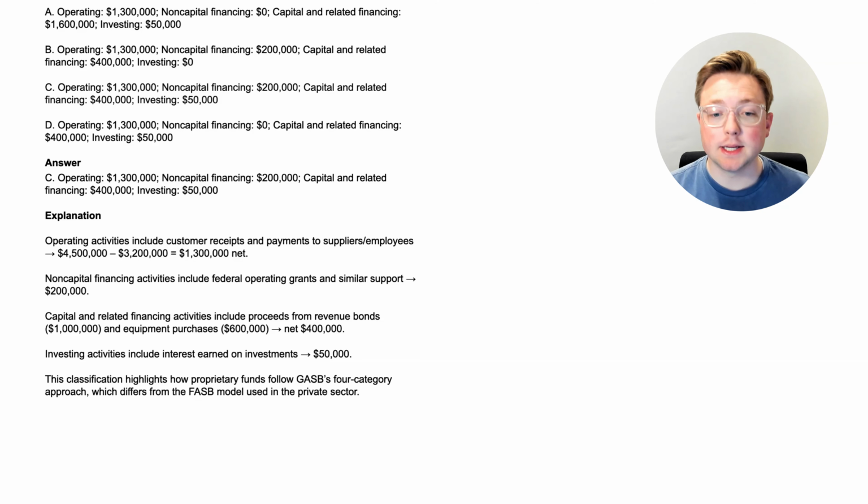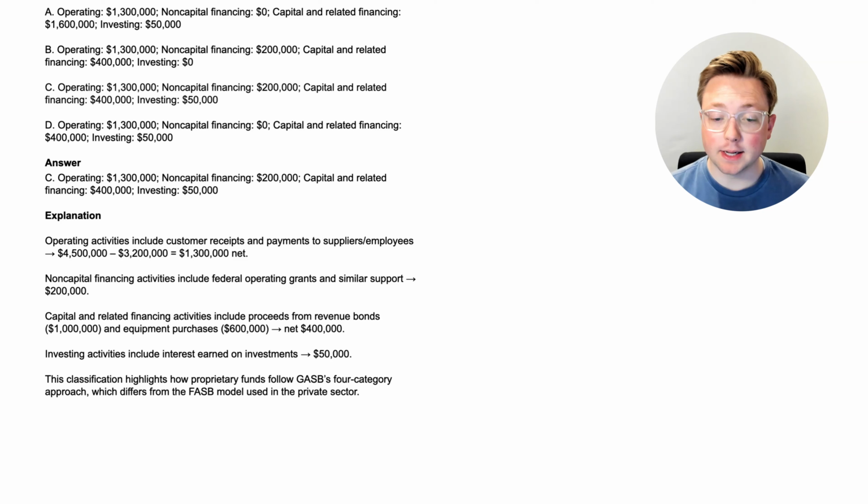Operating activities include customer receipts and payments to suppliers and employees. So the $4,500,000 that they got from customer receipts and the $3,200,000 that they paid to suppliers and employees, you net those, and that gives you $1,300,000 of net operating activities. Non-capital financing activities include federal operating grants and similar support. So that was the $200,000 federal grant that was given.